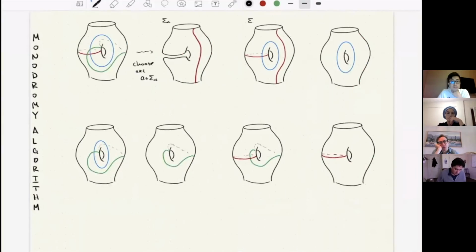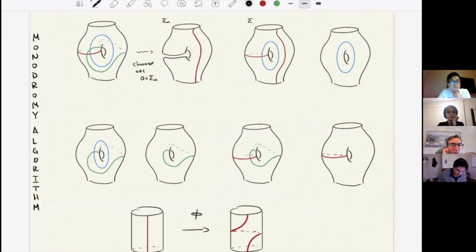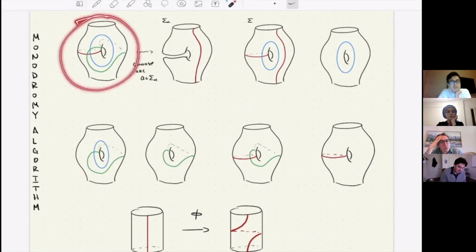And I was going to draw the monodromy algorithm, but rather than do that, I'll just say that the diagram actually encodes it as this arc, and it tells you what happens to that arc under the monodromy. So now we have this other thing. This tells us that the open book is an annulus together with a Dehn twist along the central curve. And that's all encoded in this picture right here.